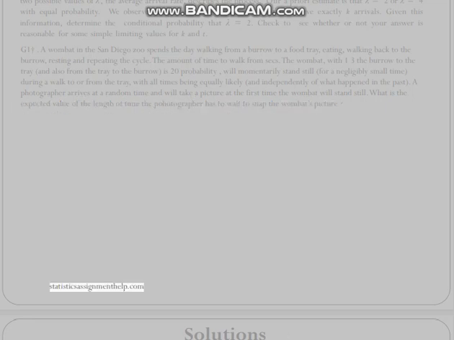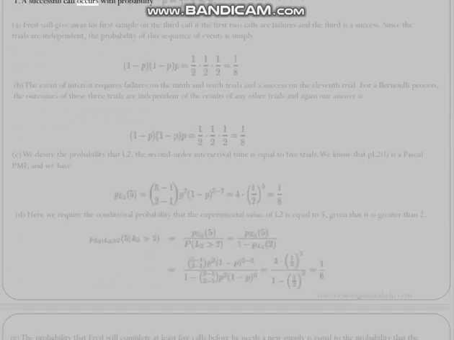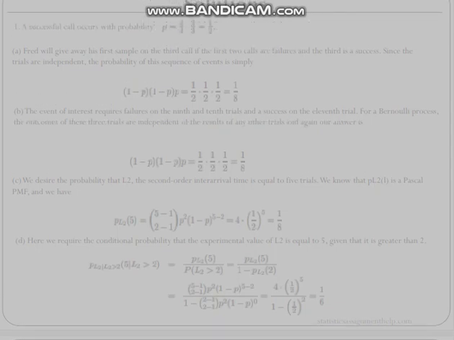1. A. A successful call occurs with probability p. Fred will give away his first sample on the third call if the first 2 calls are failures and the third is a success. Since the trials are independent, the probability of this sequence of events is simply B. The event of interest requires failures on the 9th and 10th trials and a success on the 11th trial. For a Bernoulli process, the outcomes of these 3 trials are independent of the results of any other trials, and again our answer is the same.